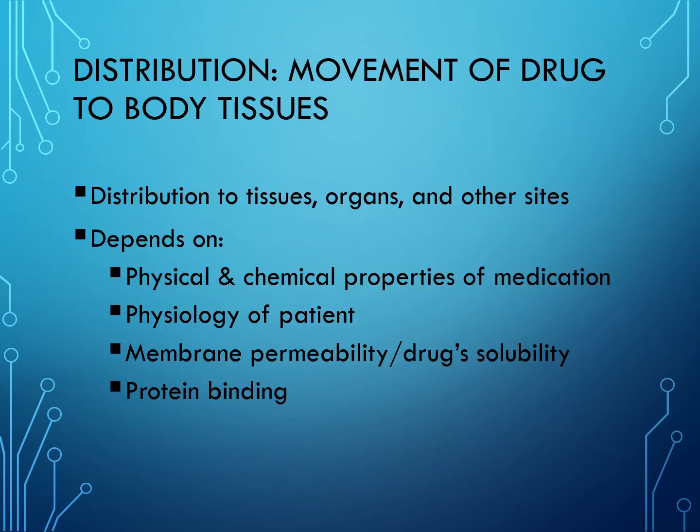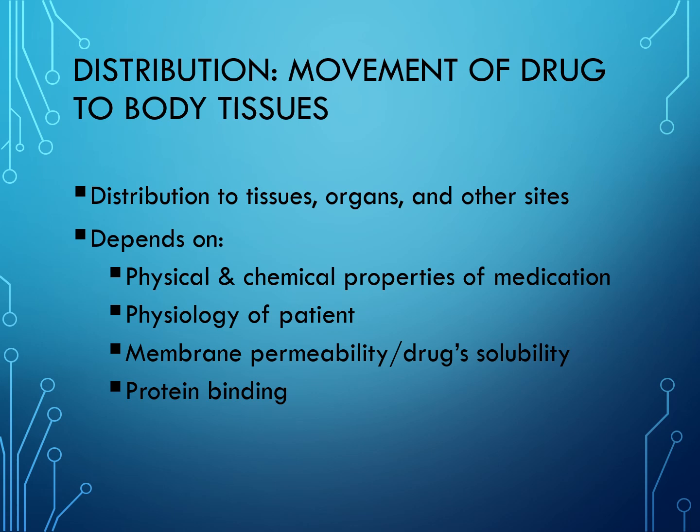The second aspect of pharmacokinetics is distribution. This occurs after the medication has been absorbed and is now being distributed to the organs and tissues around the body by the bloodstream. The rate and extent of distribution depends on the physical and chemical properties of the medication and the physiology of the patient, meaning the vascularity of the tissues and organs and the patient's circulation. In order for a medication to be distributed to an organ, the medication has to pass through the organ's tissues and biological membranes.